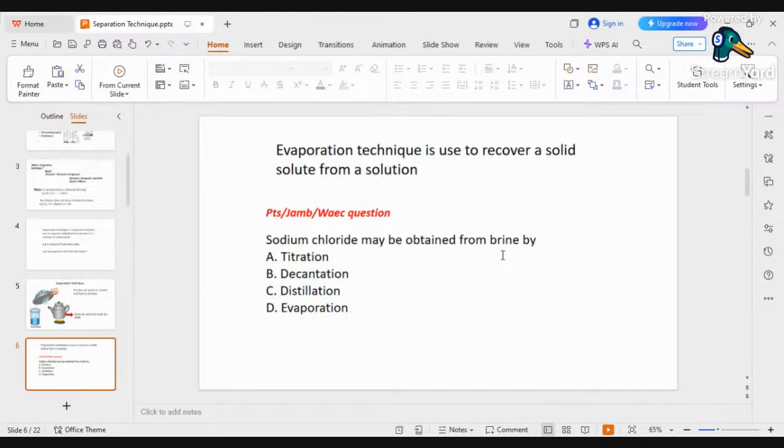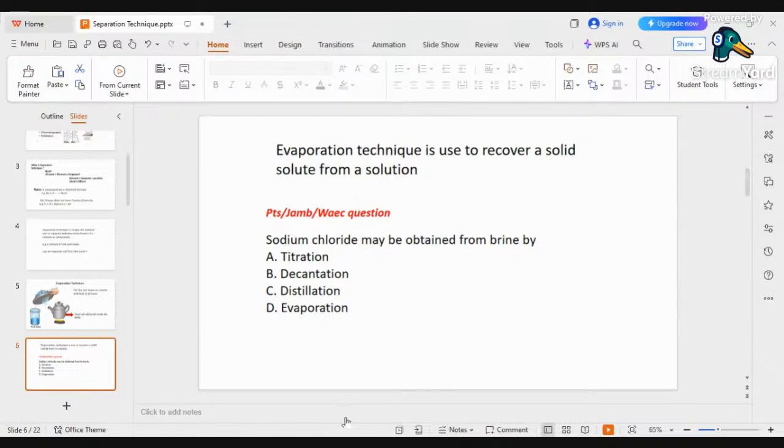Now, if you are a nursing student, PTS class, this question is for you. And if you are a Jambai, this question is for you. And if you are WAEC, this question is for you. They say sodium chloride may be obtained from brine. Now, what is brine? Brine is salty water. The mixture of salt and water gives you brine. So brine means salty water. Don't allow it to confuse you when you see it in exam condition.